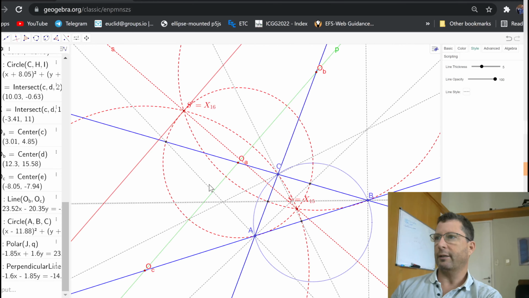And indeed, we're seeing this nice property that the second isodynamic point and the first isodynamic point are inverses with respect to the circumcircle. And we're also seeing that the centers of the three Apollonius circles are collinear. All right, so that's what I had for this video. See you on the next one.